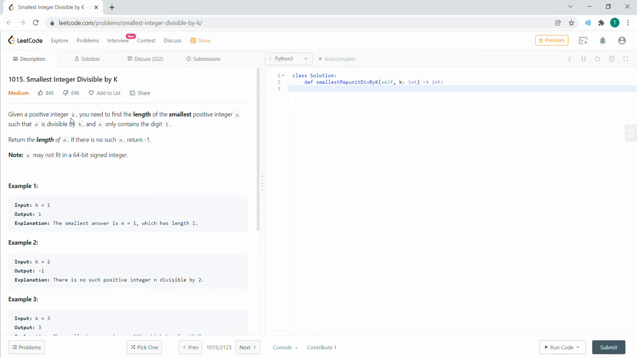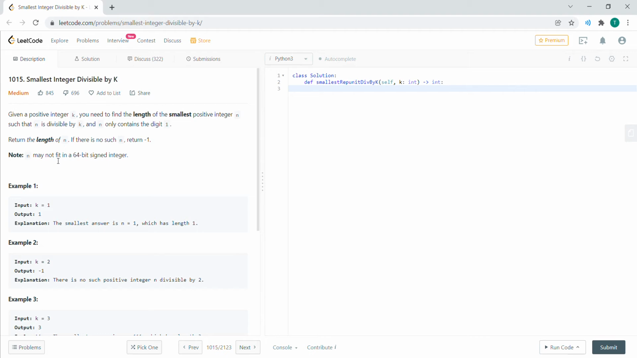Given a positive integer k, you need to find the length of the smallest positive integer n such that n is divisible by k. n only contains the digit 1. Return the length of n. If there is no such n, return -1. Note that n may not fit a 64-bit signed integer.